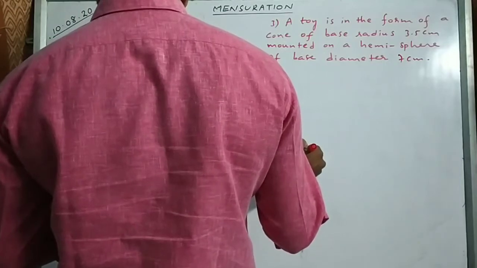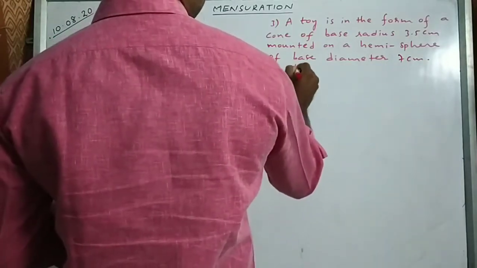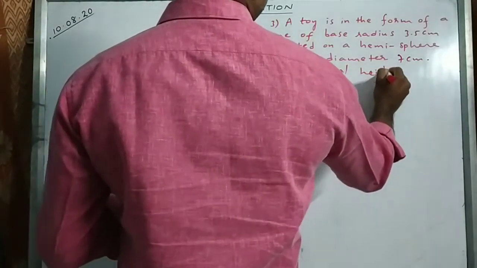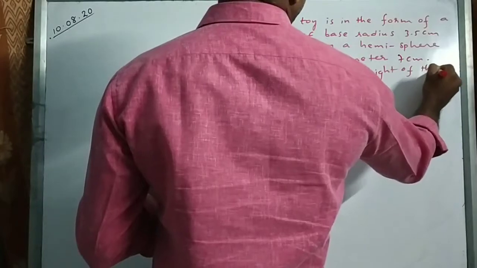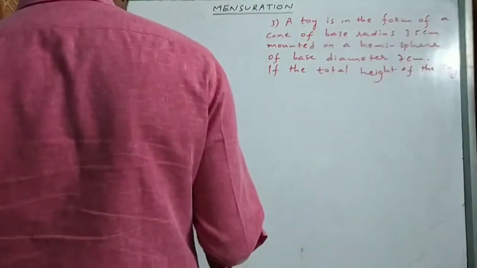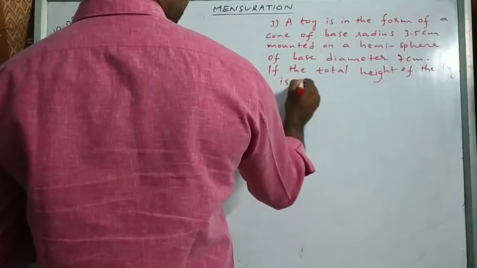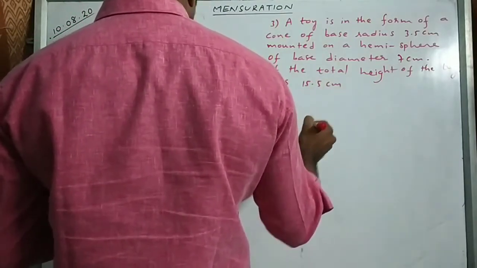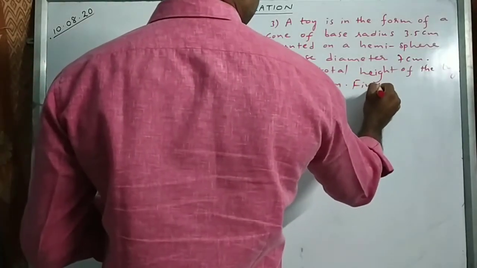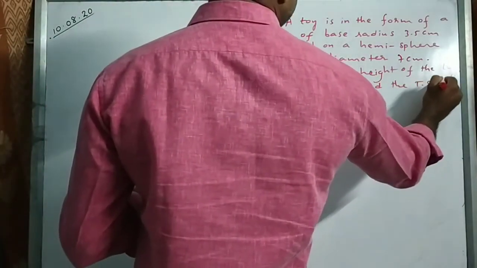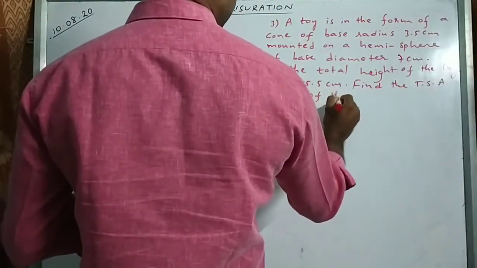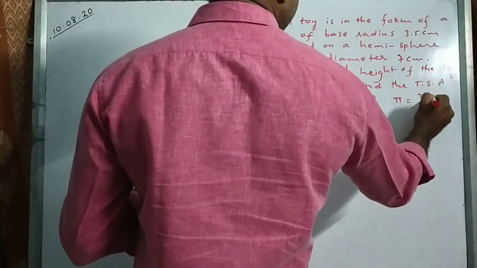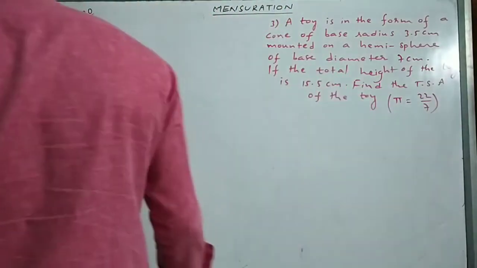If the total height of the toy is 15.5 cm, find the TSA of the toy. Pi value 22/7.